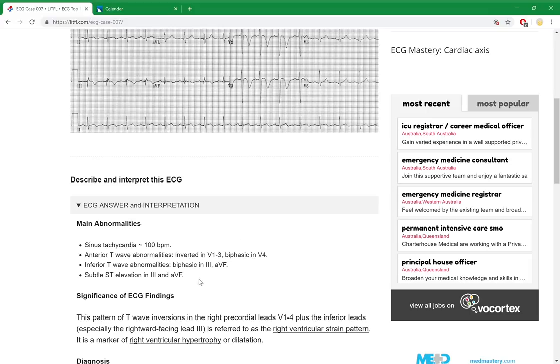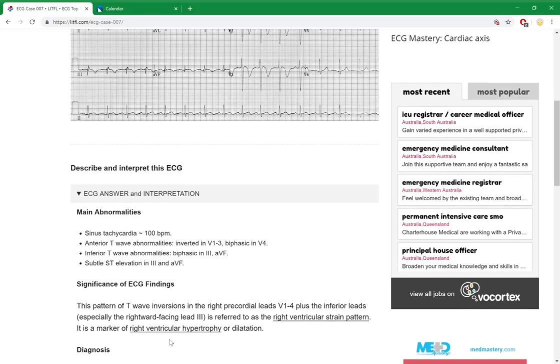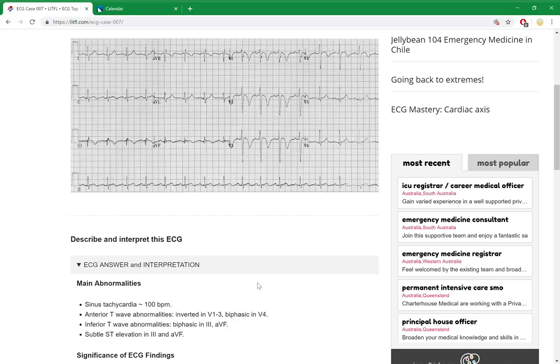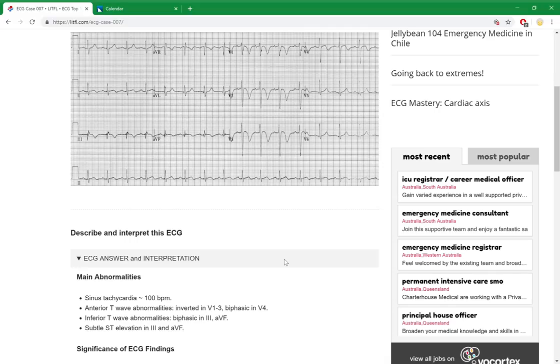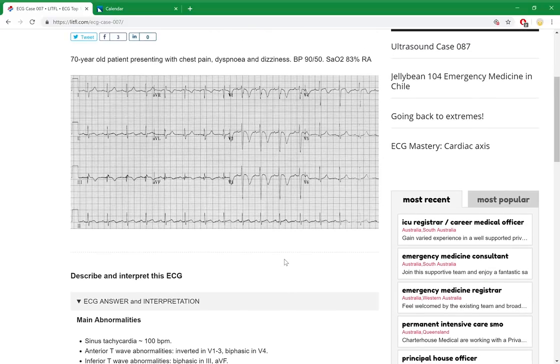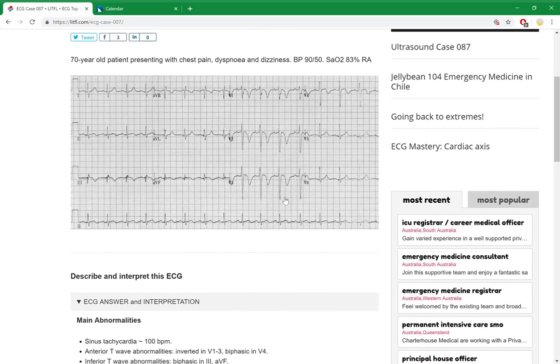So the pattern of T-wave inversions in the right precordial leads plus the inferior leads, especially the rightward facing lead 3, if you look at the axis, it's over here. It's looking at the right side of the heart directly. So this is referred to as right ventricular strain pattern, the marker of right ventricular hypertrophy or dilatation. So this patient doesn't really have right axis deviation yet, but their right heart is working very hard to push against something. Let's just go back. So we know this EKG now represents right ventricular strain.